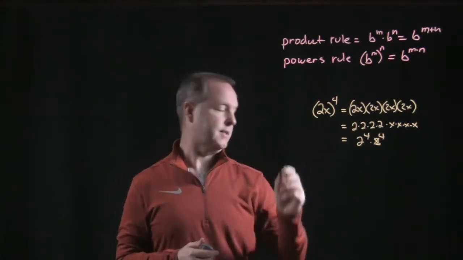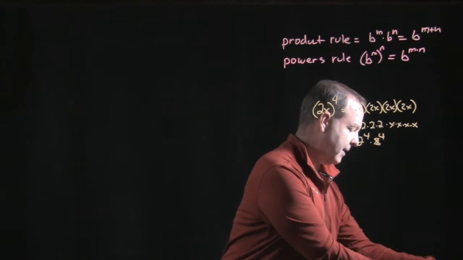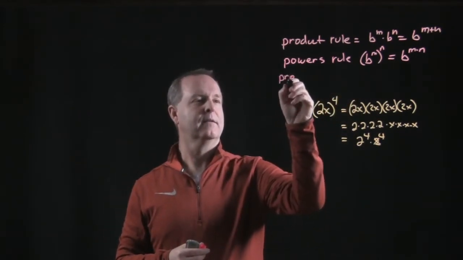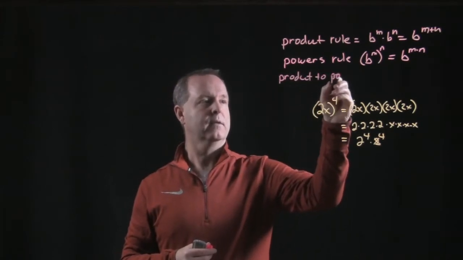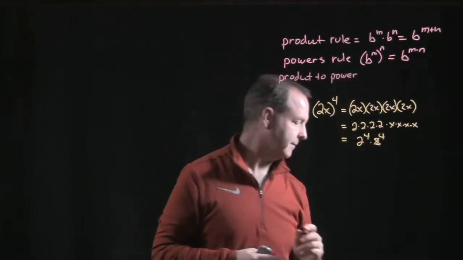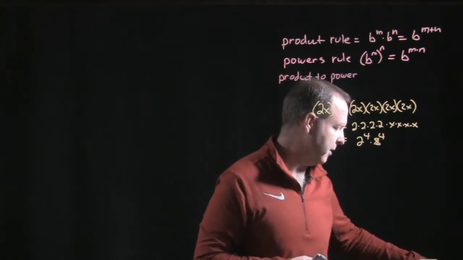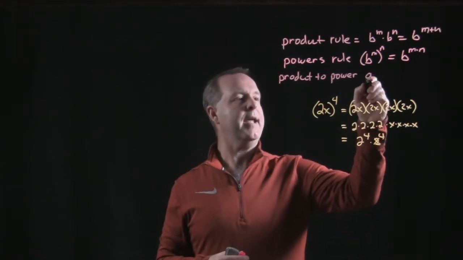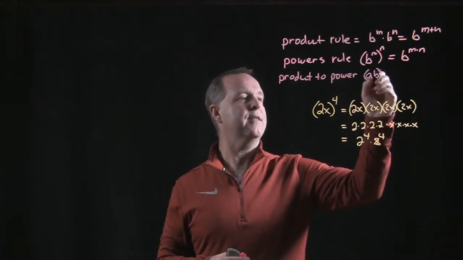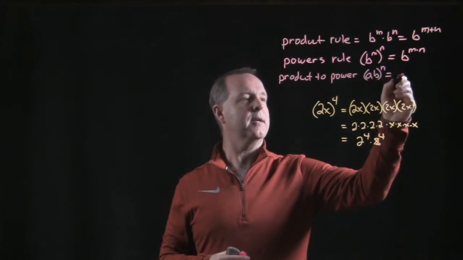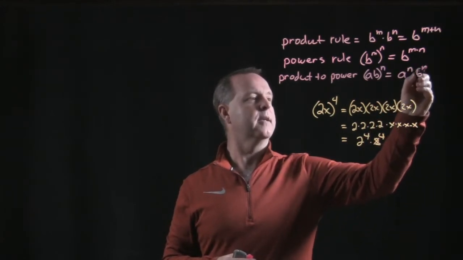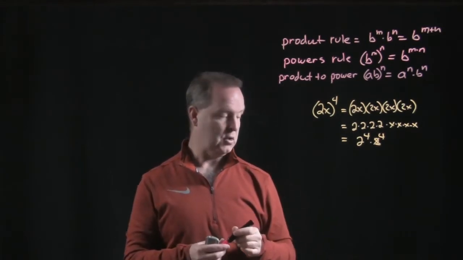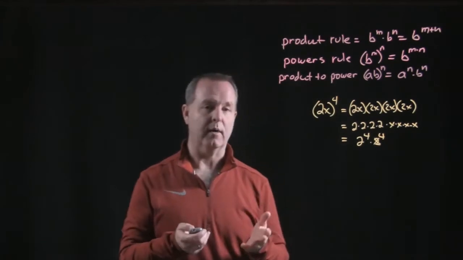So what does this suggest? It suggests that we have a product to powers rule. So let me write a product to powers rule, which says that if I have some a and b, so let's say I have some a and a b, and I want to raise that to the nth power, well, this becomes a to the n times b to the n. It's kind of a distribution property I'm using for exponents.